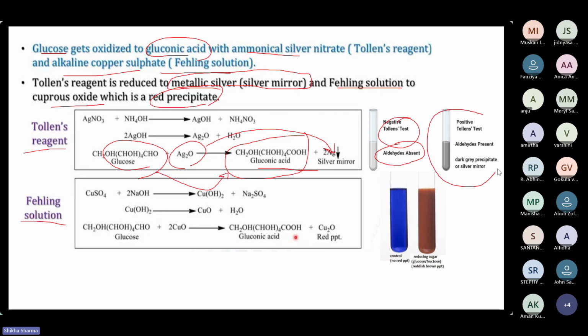But if aldehydes or ketones or reducing sugar are there, the color will be dark gray, or we can obtain a silver mirror kind of color in the solution.